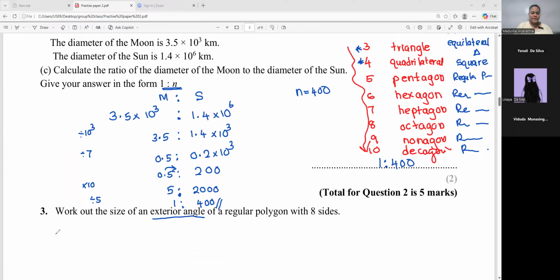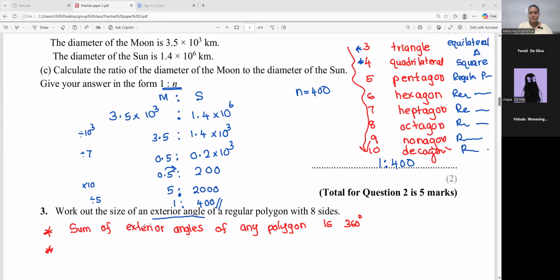Another important point is that for any polygon, whether it's a triangle or a polygon with 100 sides, the sum of exterior angles is 360. The sum of exterior angles of any polygon, whether it is regular or not, is 360 degrees.